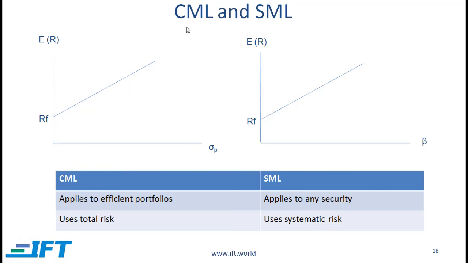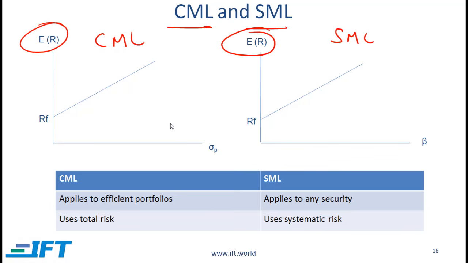Many of my students ask about the difference between the CML and the SML, so I have put the two together on this slide. On the left you are looking at the CML, on the right you are looking at the security market line. The vertical axis is the same, expected return. The difference is over here, and this is one of the differences. Notice that with the CML we consider total risk, whereas with the SML we are considering only systematic risk. The slope of the CML is the Sharpe ratio. The slope of the SML is the market risk premium.